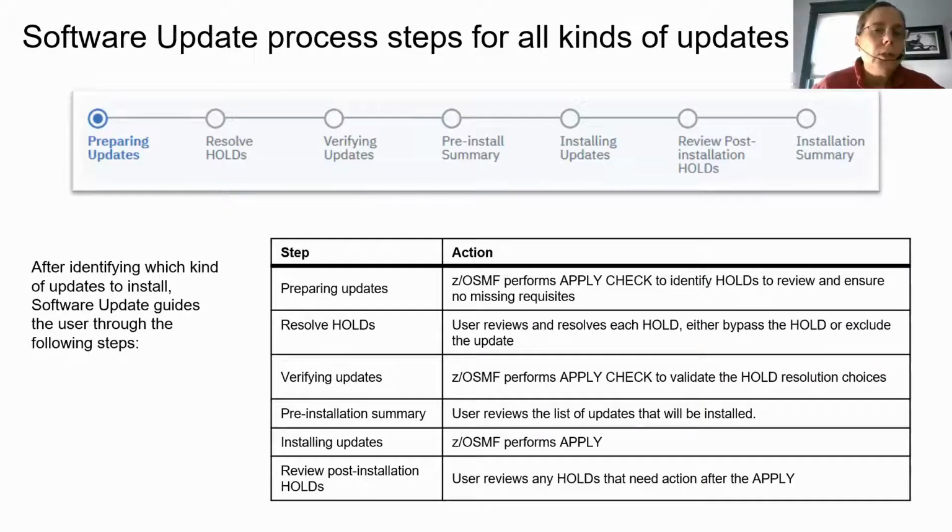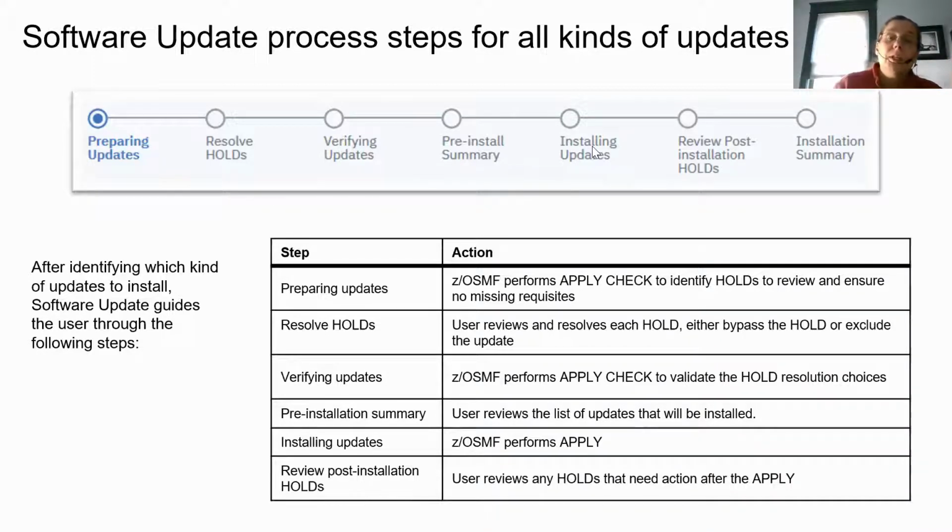Next step in this timeline is verifying the update. So now that I know what you're going to do with all these holds, I need to run another apply check. Okay, so that's what the verification update one is doing. Pre-install summary. Okay, my apply checks are running okay. I think this is it. Going to show you what I'm going to do. One last look. Everything is the way you want it.